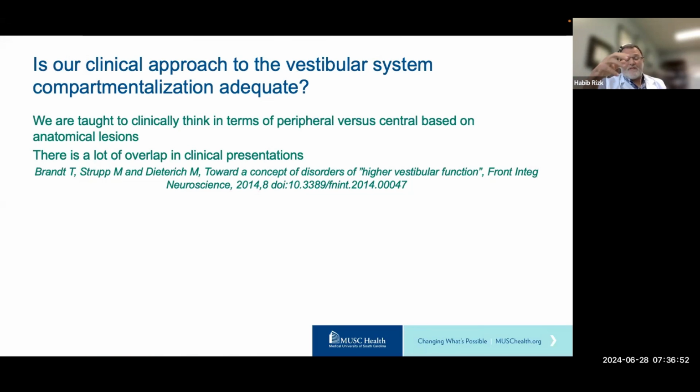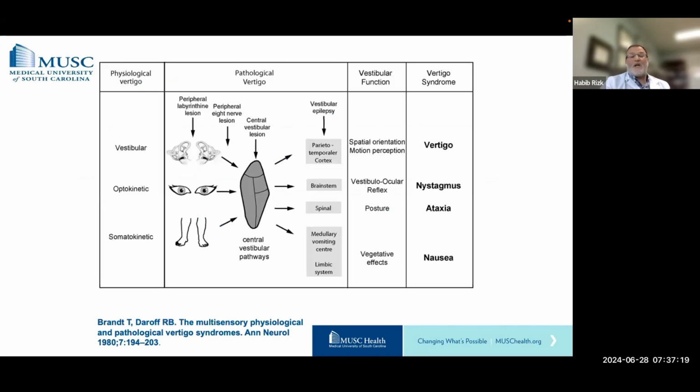And all of this rich network that we are talking about made me ask the question: is our clinical approach to the vestibular system, with its compartmentalization, adequate? And this is a wonderful paper from Brandt and the Munich Dizziness Center group that describes how much overlap there is between peripheral and central pathologies that cannot just be brushed away based on anatomical lesions or locations, because there's a lot of overlap in the clinical presentations.